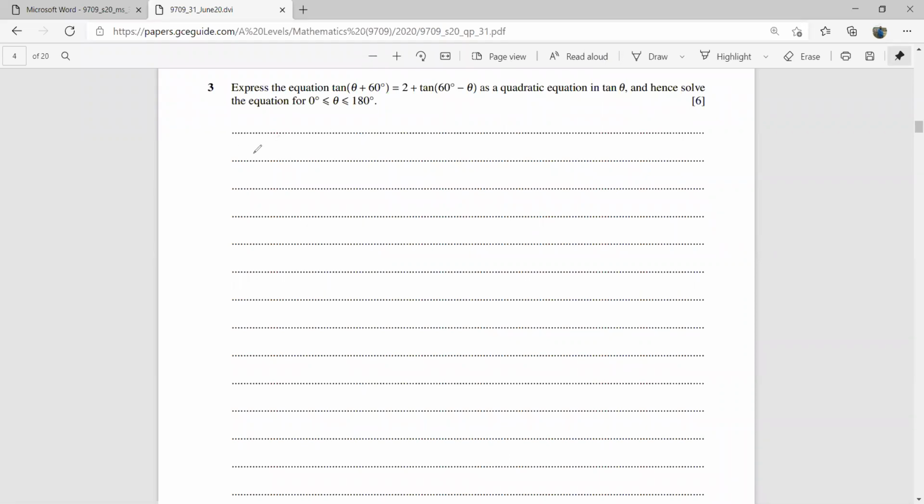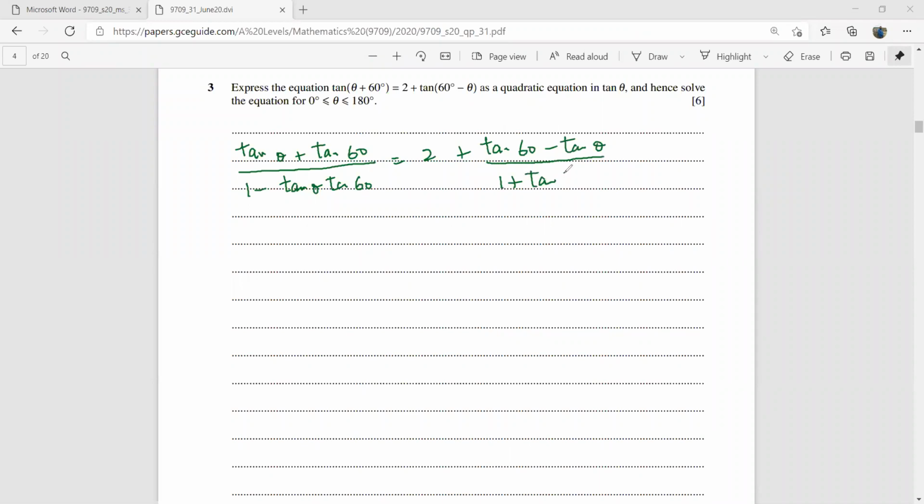I know that tan alpha plus beta is tan alpha plus tan beta over 1 minus tan alpha tan beta. That is equal to 2 plus tan alpha minus tan beta over 1 plus tan alpha tan beta. And now I know that tan 60 is, I think, under root 3. Yes, please confirm that tan 60 is under root 3.